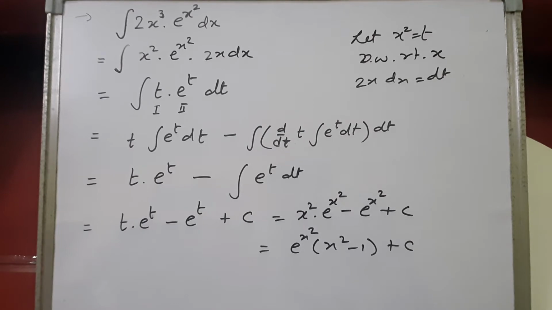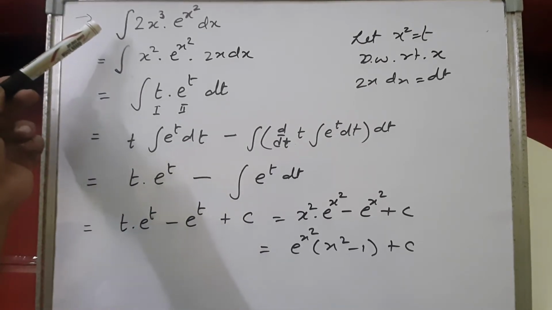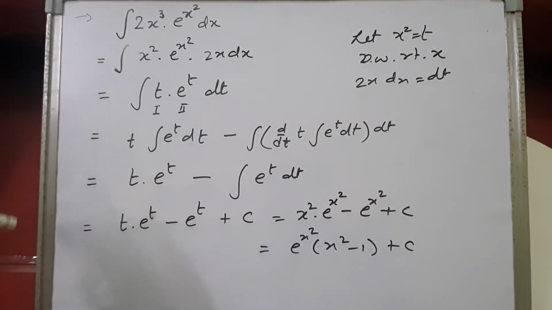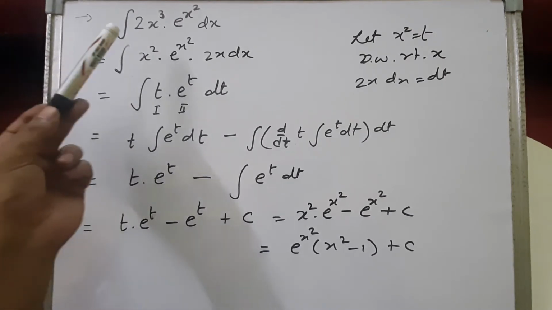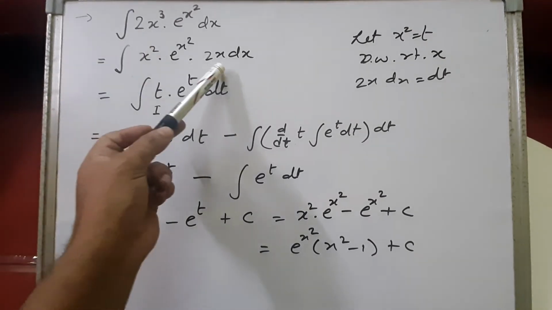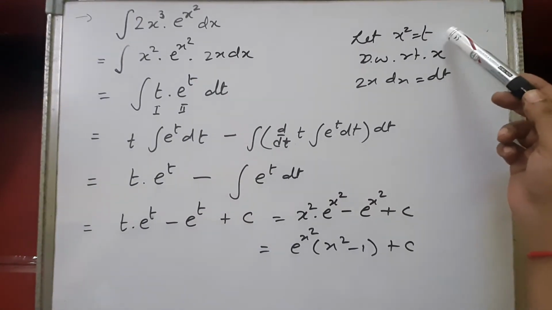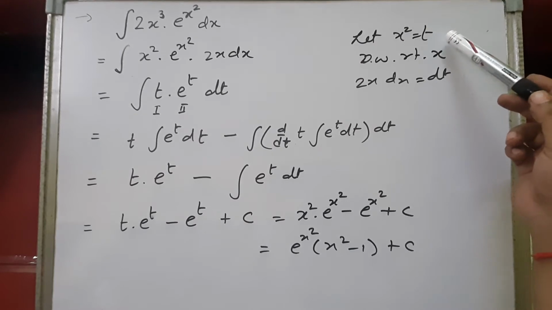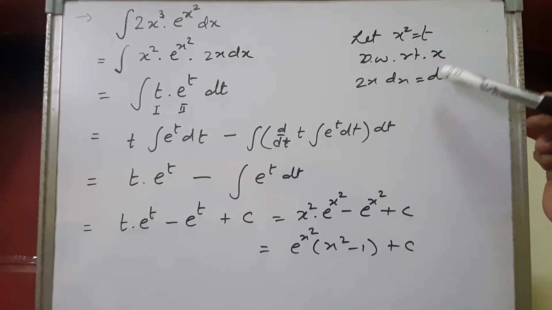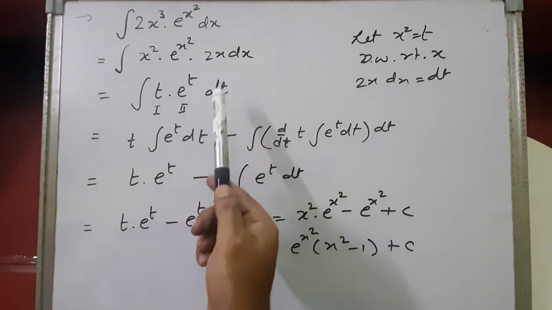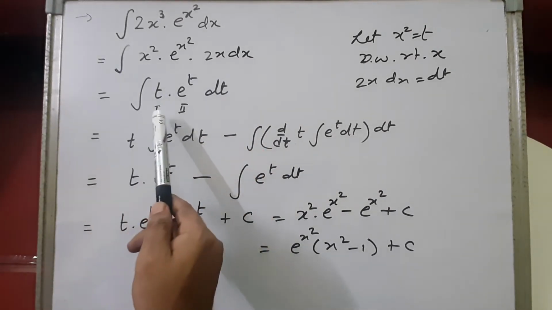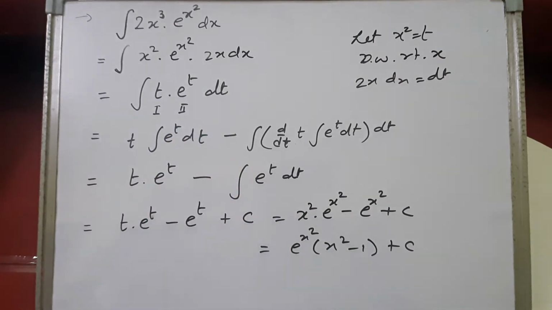Okay children, let's see another sum. In this sum we have to integrate 2x cube into e to the power x square dx. Now this 2x cube can be written as x square into 2x dx. Let's see why I have written it. I am going to assume x square as t. When we differentiate both sides with respect to x, we get 2x dx equals dt. So this 2x dx will become dt, and x square we have assumed as t, so this will become e to the power t.